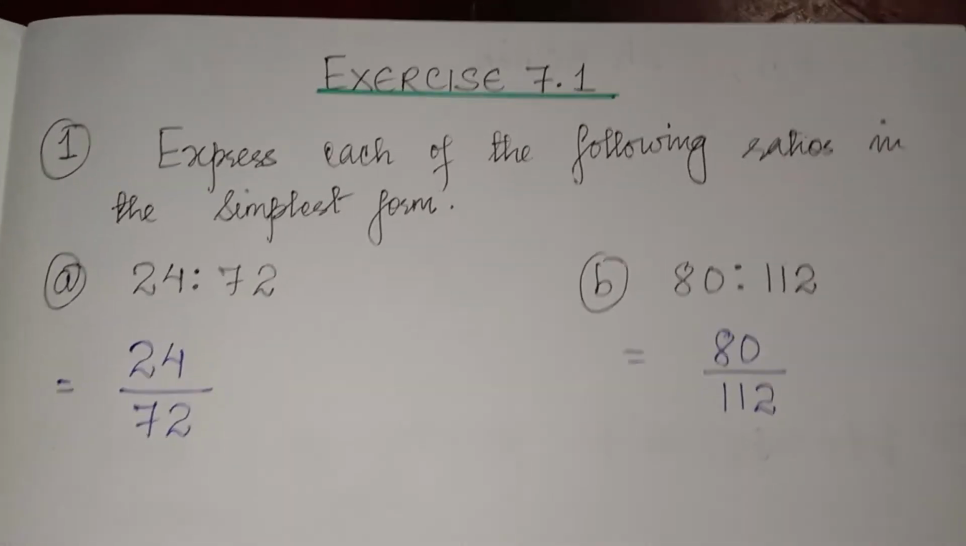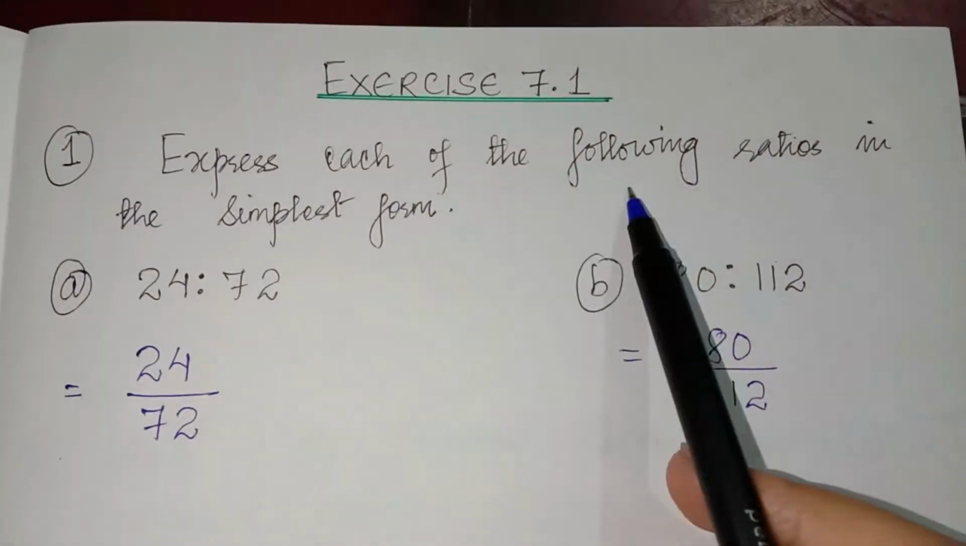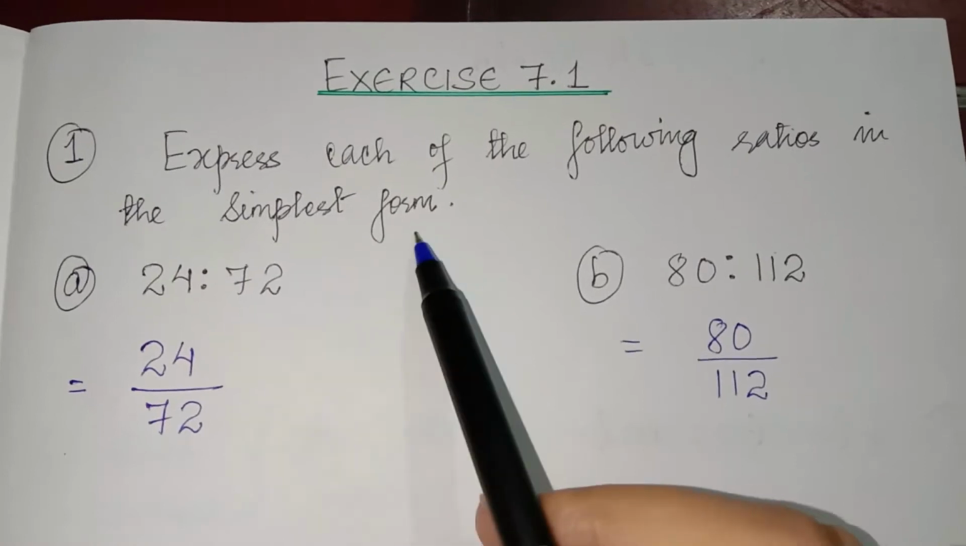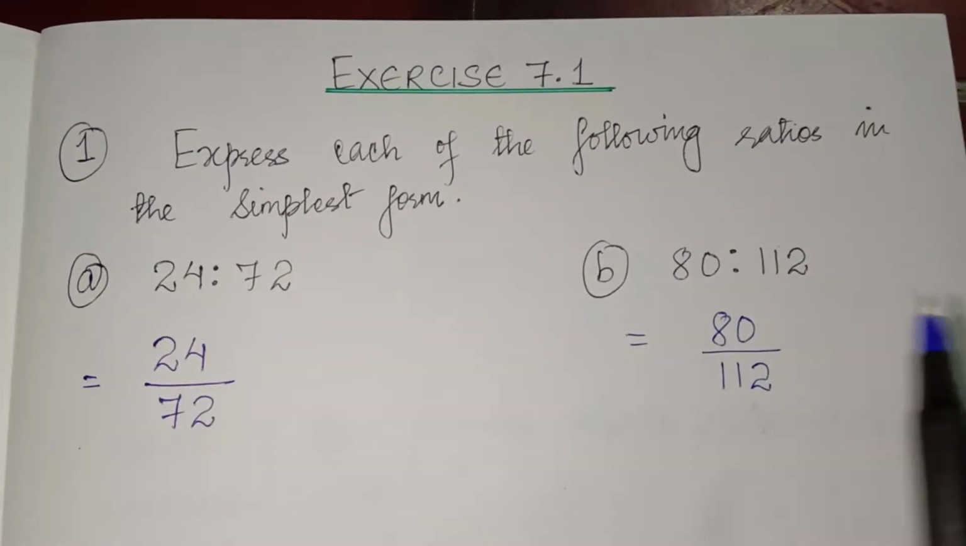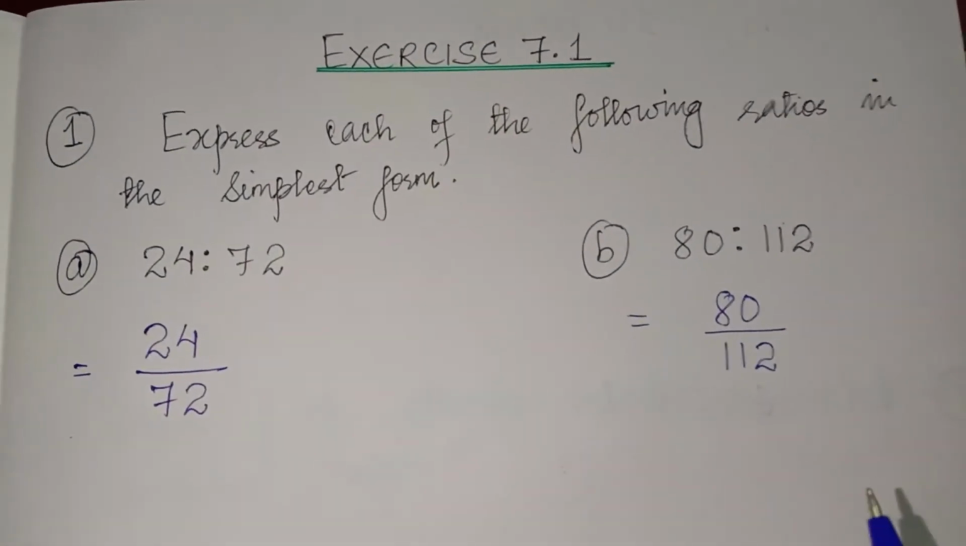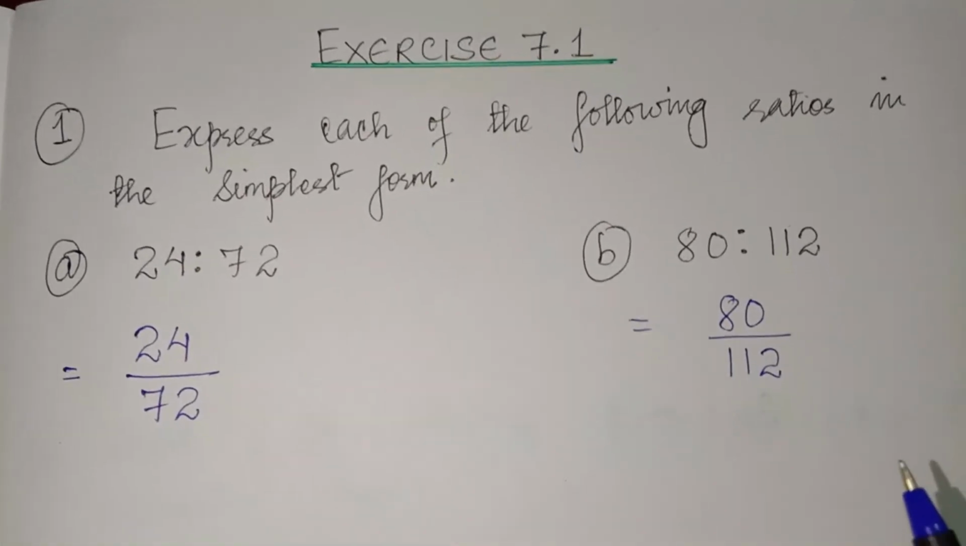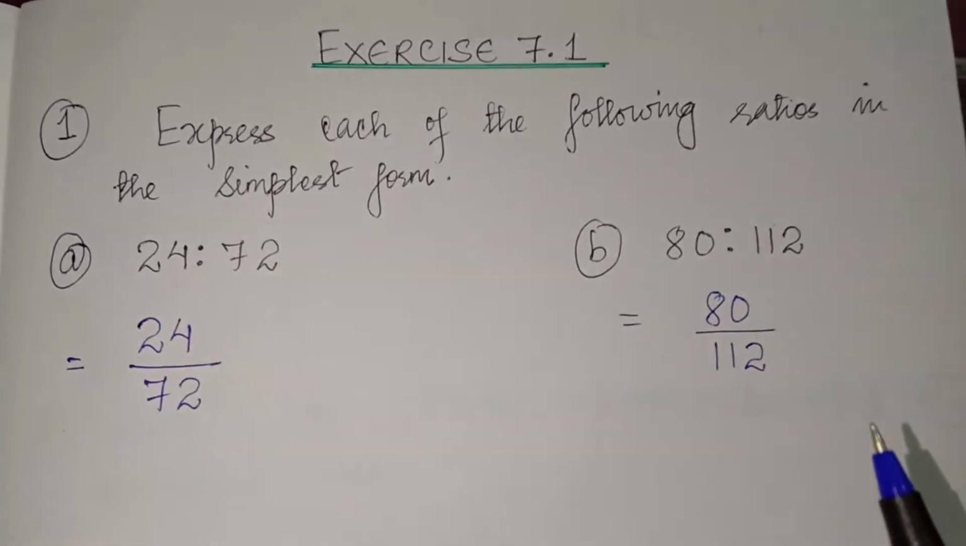So with the help of these concepts, we will now solve exercise 7.1. The first question is, express each of the following ratios in the simplest form. Here these are ratios. To express in the simplest form, we have to cancel the numbers and reduce them to the smaller ones.